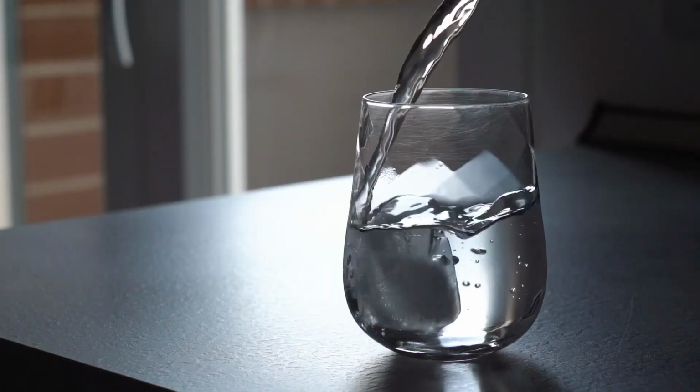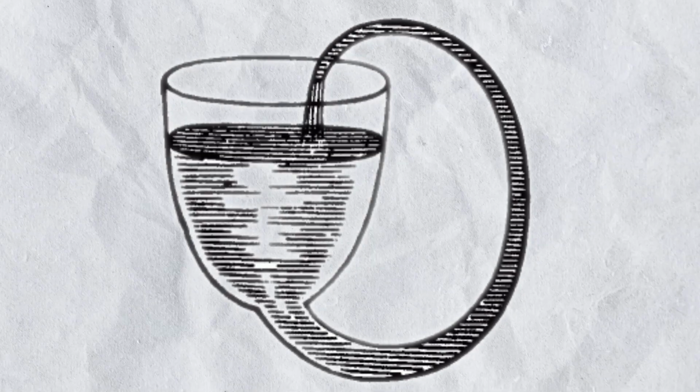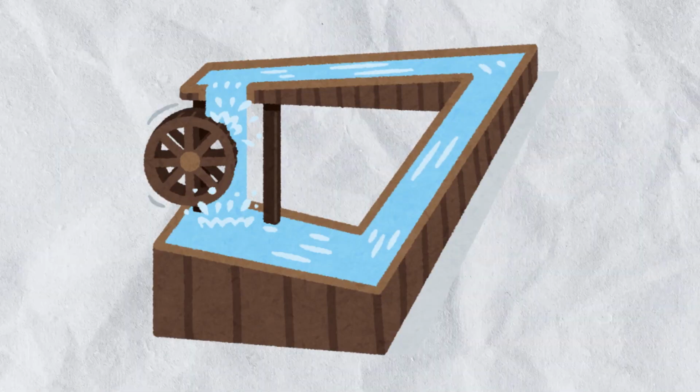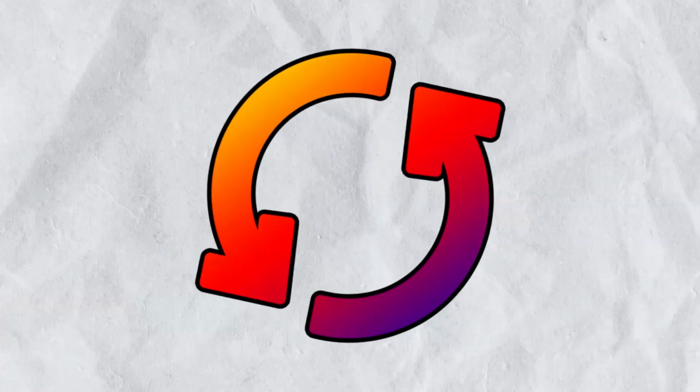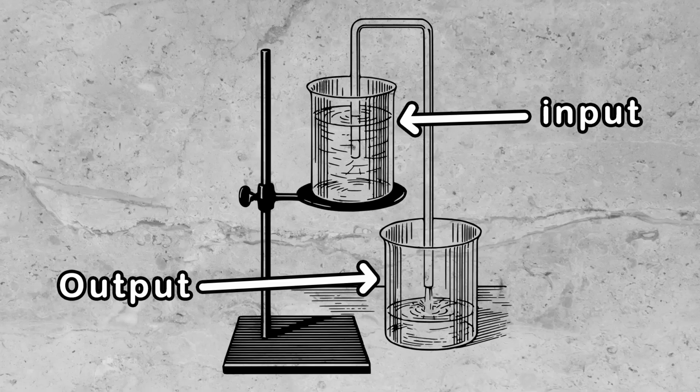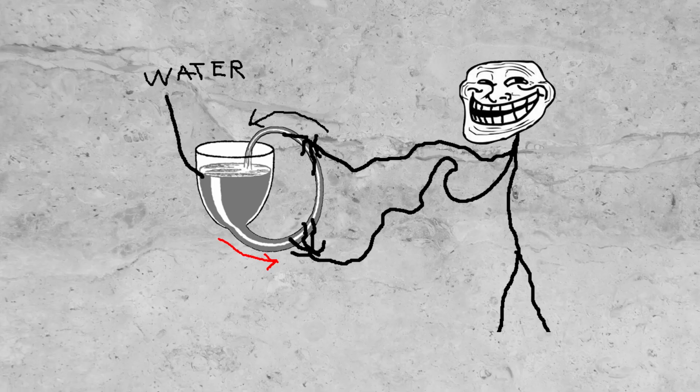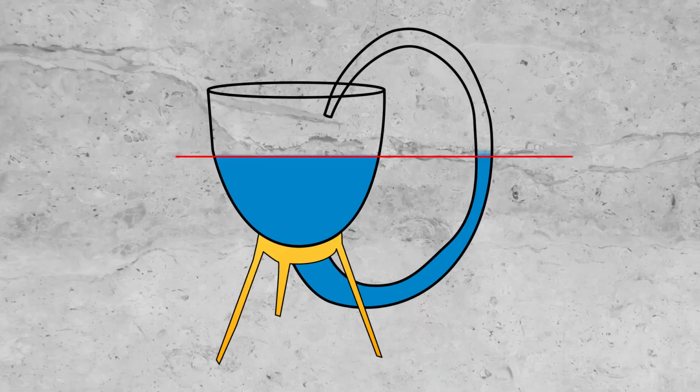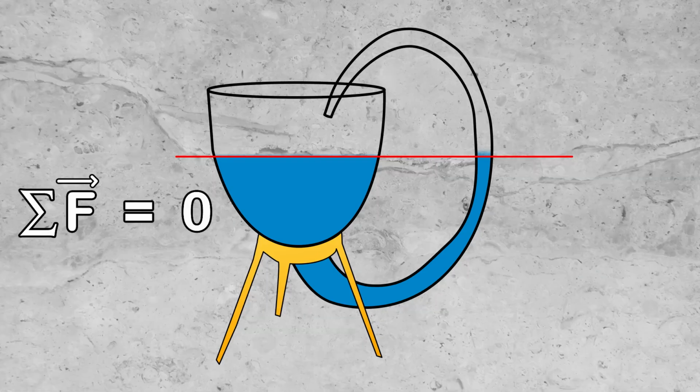Next up is Boyle's flask, a clever but impossible siphon-based design. The idea was to have a cup of water with a tube at the bottom, looping upward and back into the cup, creating a continuous flow. However, siphons only work if the output end is lower than the input. In this closed loop, the water would reach equilibrium, with no net force to keep it moving.